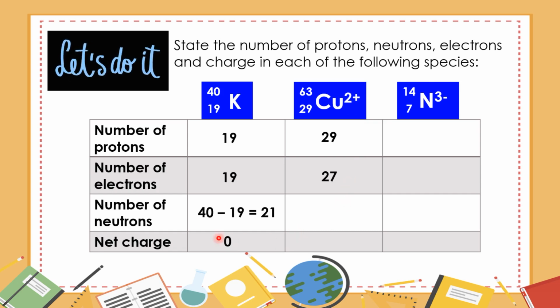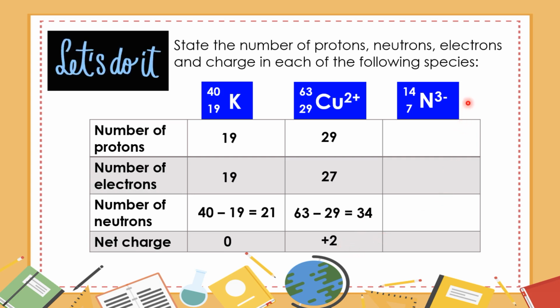How can we calculate the number of neutrons? It's very simple. Nucleon number minus proton number. The answer is 34. As for the net charge, you can write positive 2.